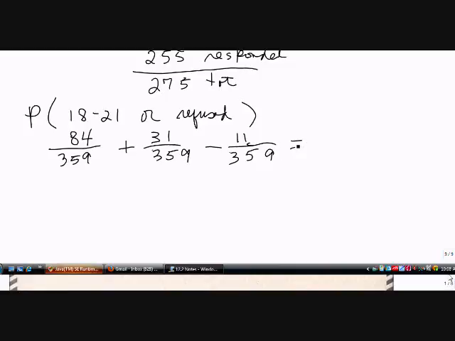And that becomes 84 out of 359 plus 31 out of 359 minus 11 out of 359. That's 104 out of 359. Okay. You can leave it as a fraction or turn it into a decimal.